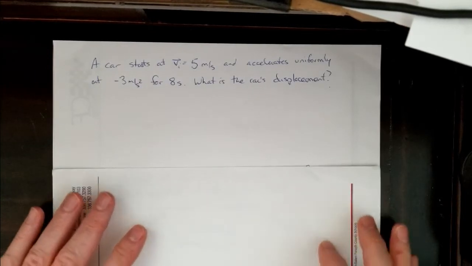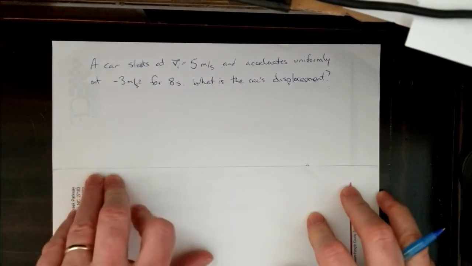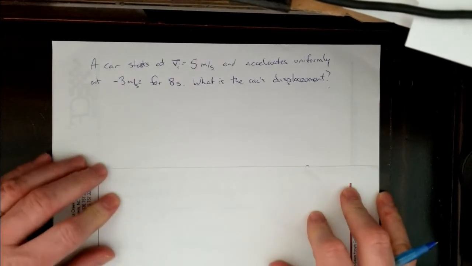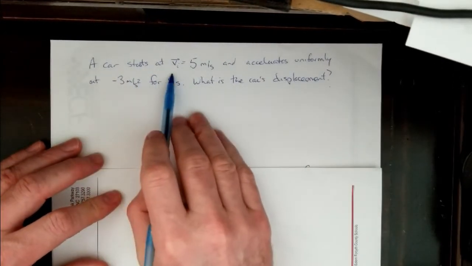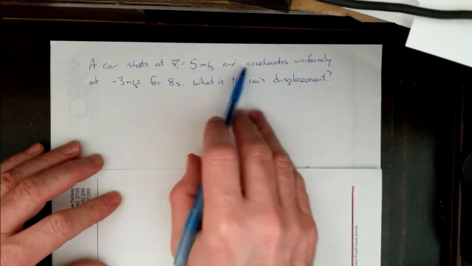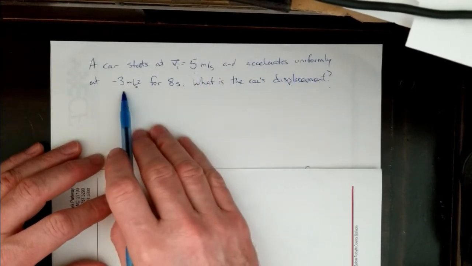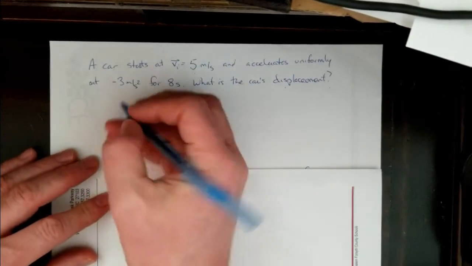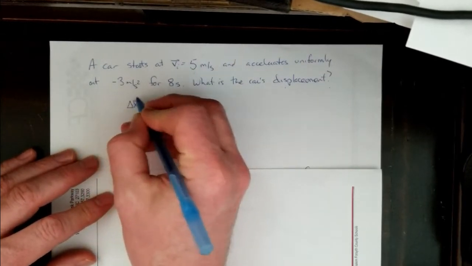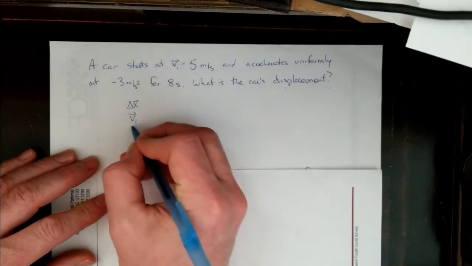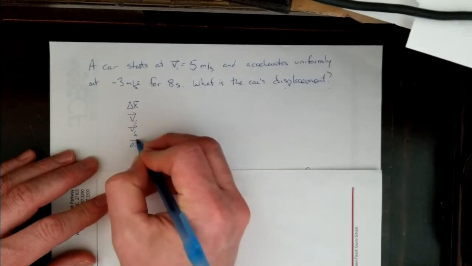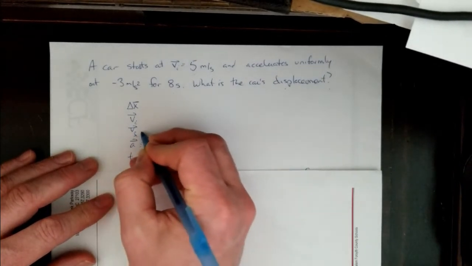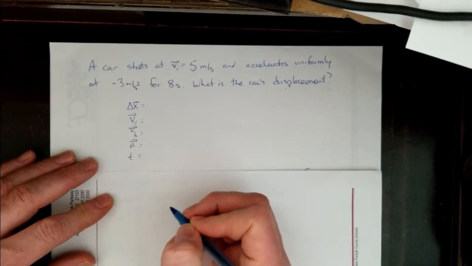All right, so as we're about to do a rotational problem, let's flash back to a chapter 2 kind of problem. A car starts at an initial velocity of 5 meters per second and accelerates uniformly at negative 3 meters per second squared for 8 seconds. What is the car's displacement? So if you flash back, we have displacement, initial velocity, final velocity, acceleration, and time. All we need is 3 in order to find the other two.